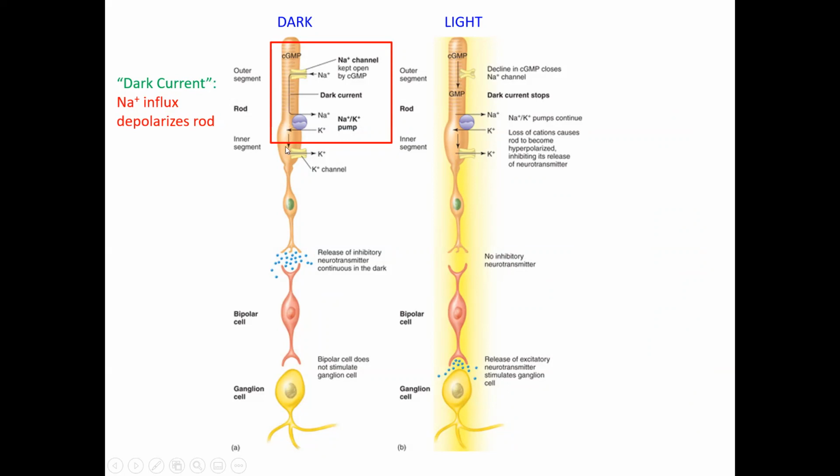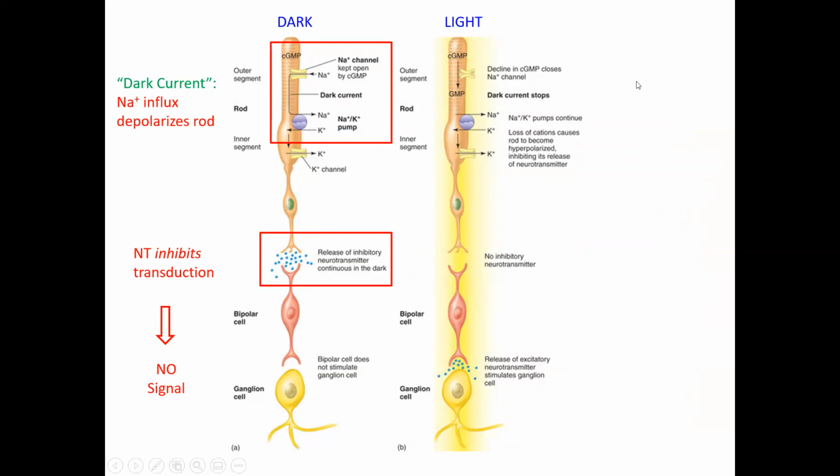When it depolarizes, that is going to cause the release of the inhibitory neurotransmitter. Again, inhibitory means it's going to stop, right? It stops the bipolar cells from releasing their own neurotransmitter, which means no signal. So, dark current, sodium flooding in, depolarization causes release of an inhibitory neurotransmitter, which means that the bipolar cells are not activated and ganglion cells are not activated, so we get nothing going to the brain.